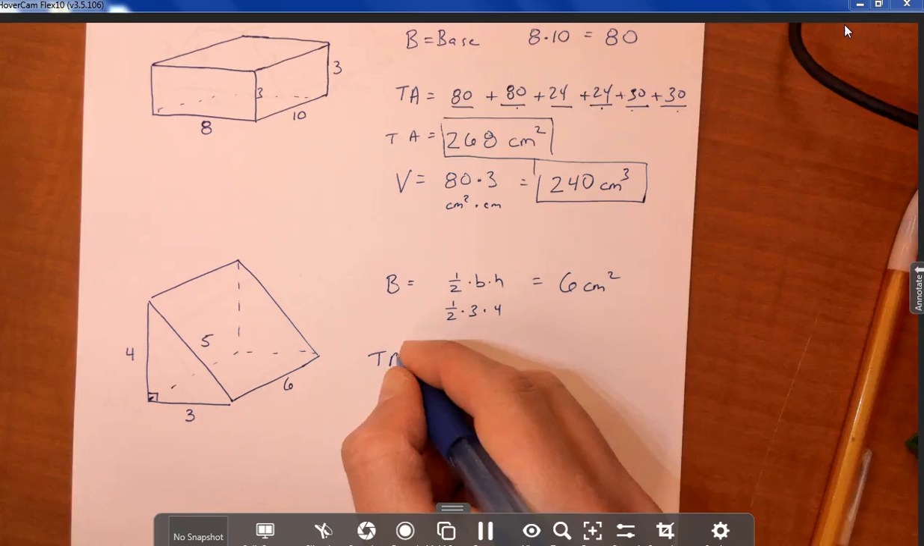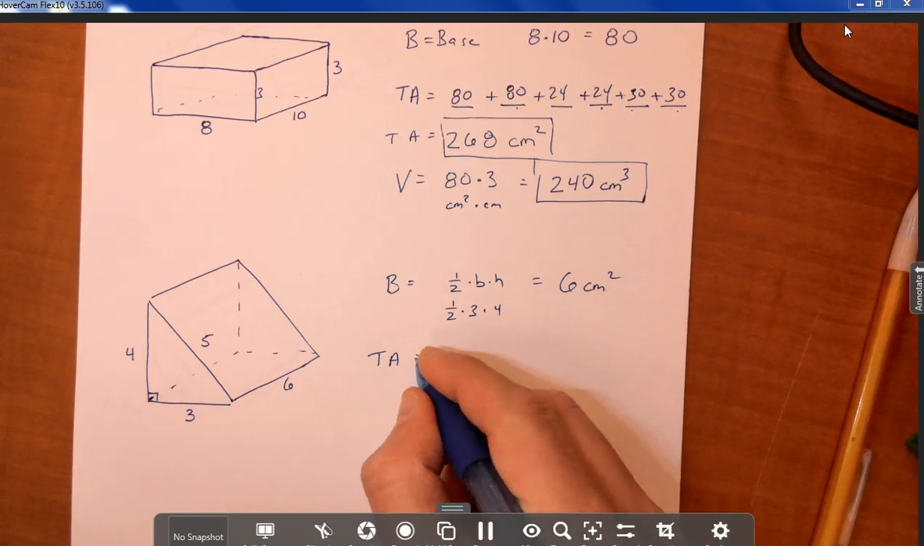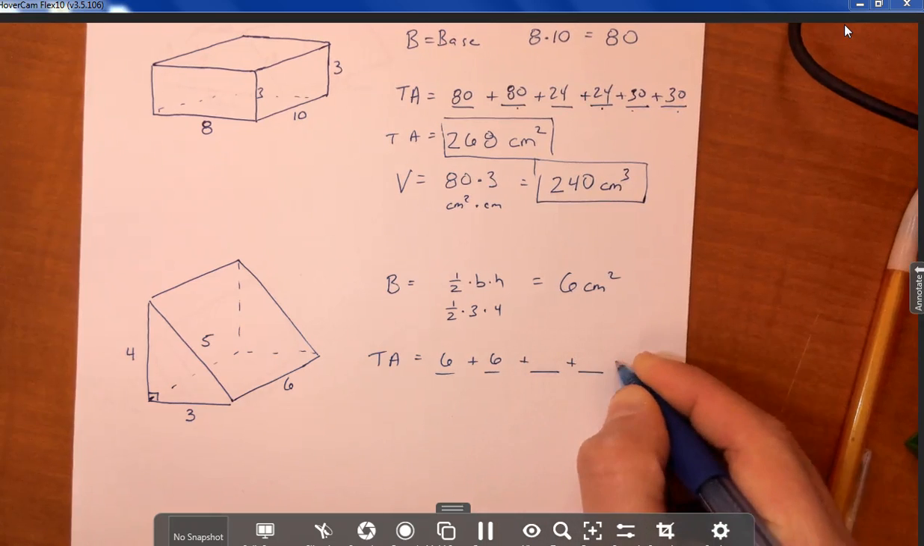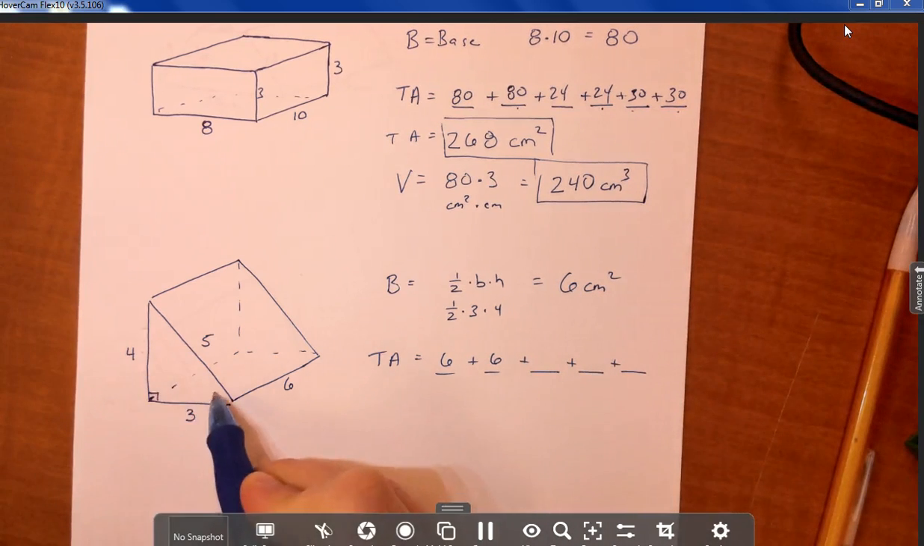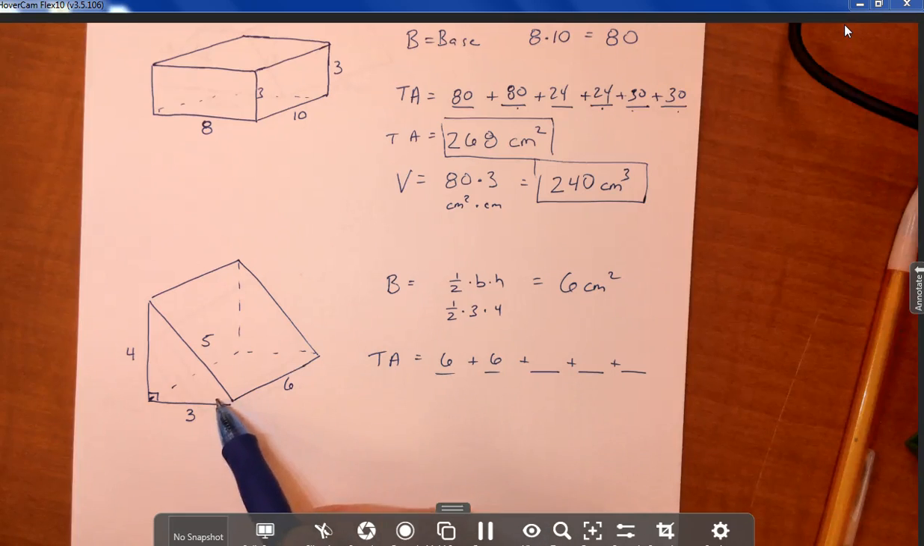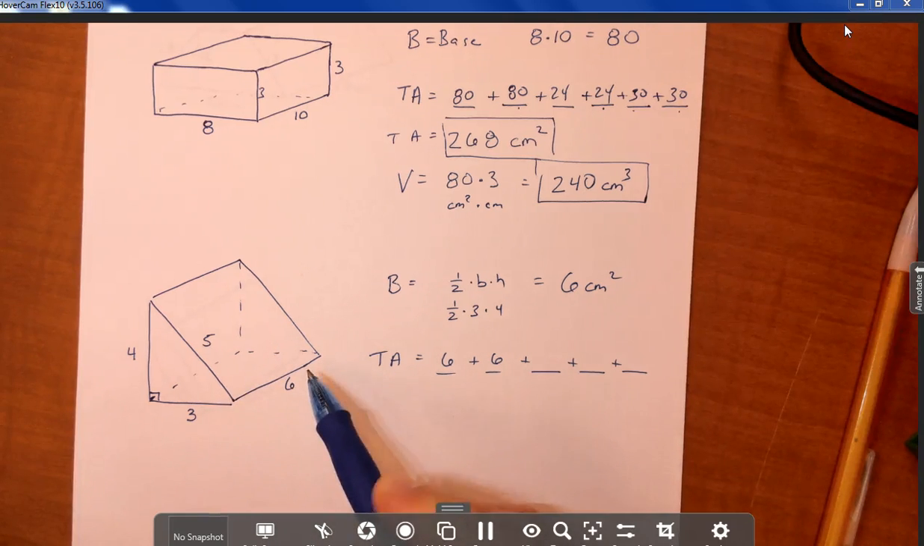All right, the total surface area. Well, you can have two of those bases, 6 plus 6. But now, in a triangular prism, because the base only had 3 sides, there's only 3 rectangles. So each length of the triangle gives us one of the dimensions of the rectangles. The other dimension of the rectangles is this height. How far you go from triangle to triangle is really the height of the prism. So they're all going to be 6 times something.